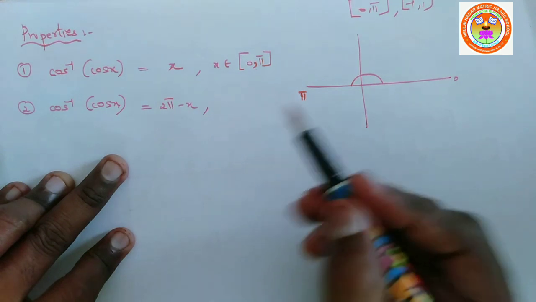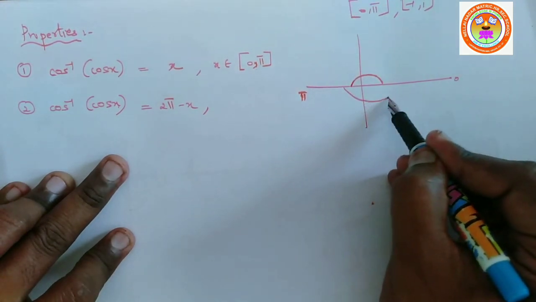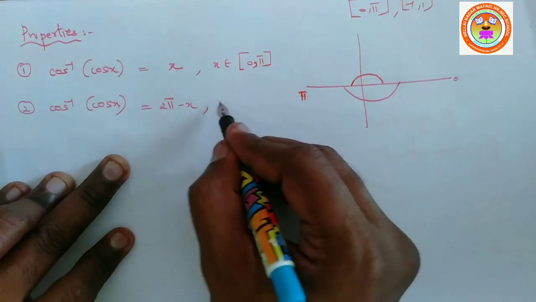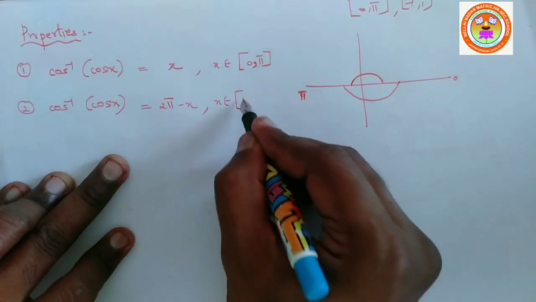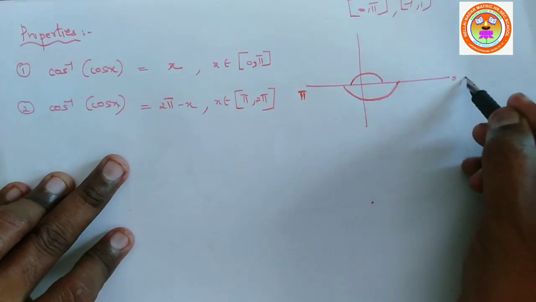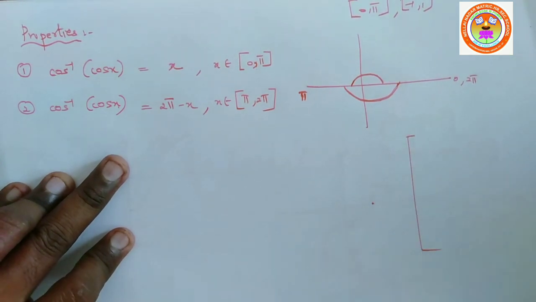So the remaining after 0 to pi, what is the remaining here? Pi to 2 pi is the remaining. Just like a sign we need to take. Pi comma 2 pi. X belongs to pi comma 2 pi. This is the remaining. In the side by side we also see the property of sine.